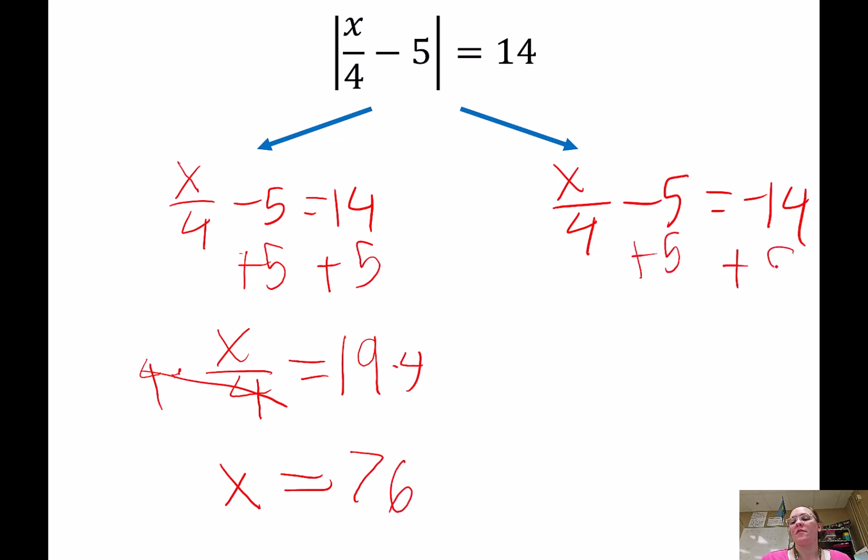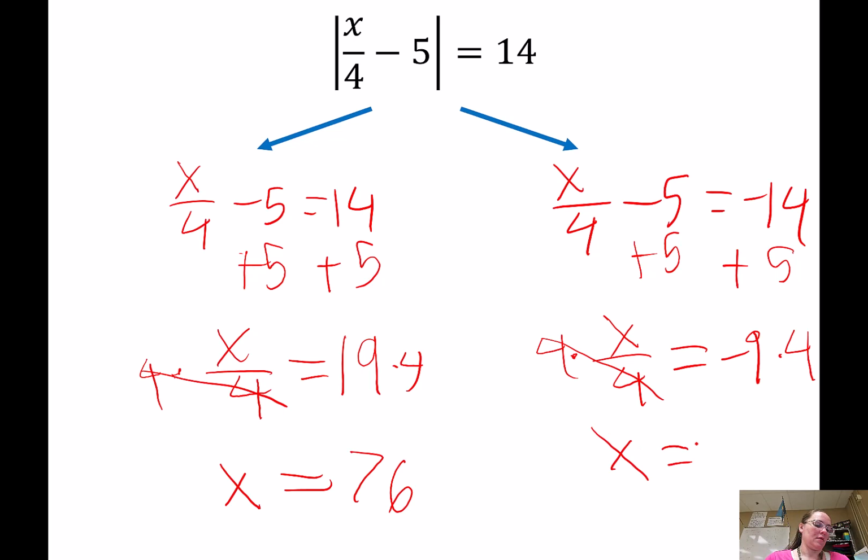Add 5. Negative 14 plus 5 gives me a negative 9. I get x over 4 equals negative 9. Multiply by 4. Oof, terrible 4s there. Negative 9 times 4 gives me negative 36. So my solution set is negative 36 and 76.